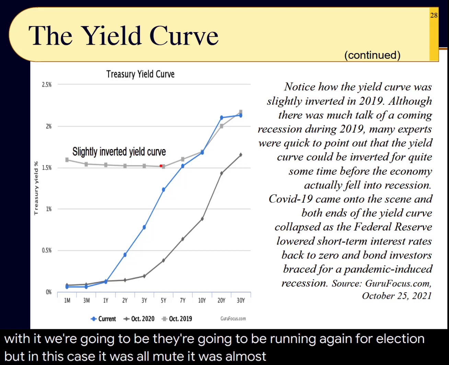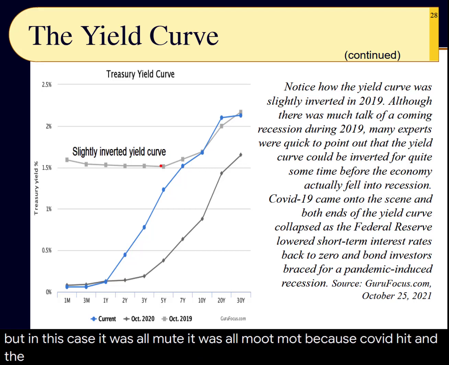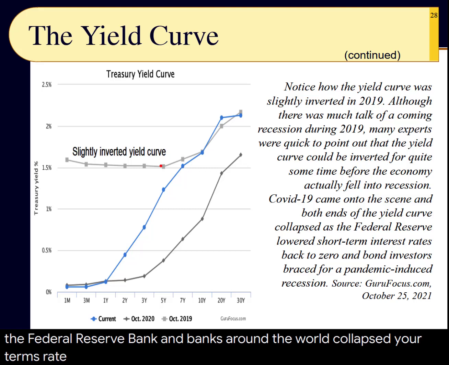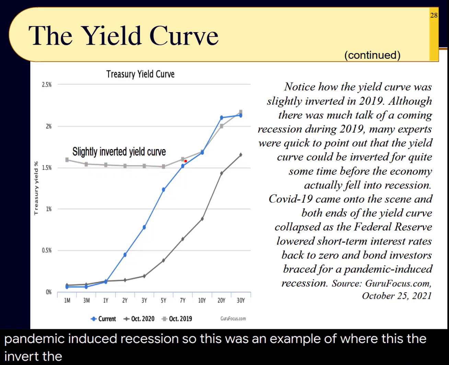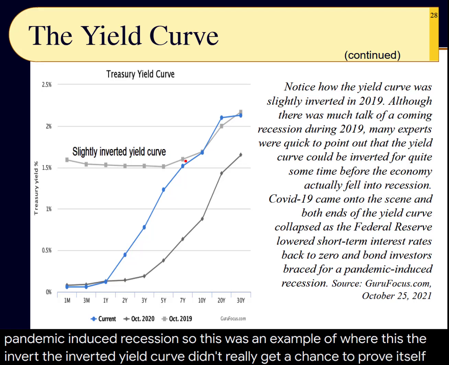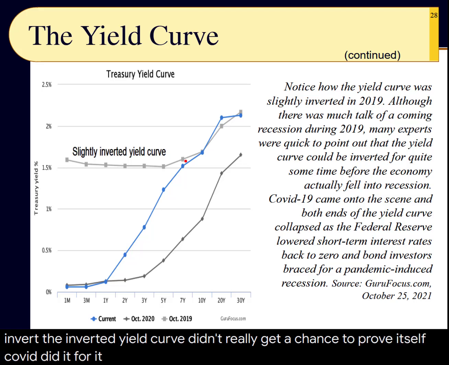It was all moot, M-O-O-T, because COVID hit, and the Federal Reserve Bank and banks around the world collapsed short-term rates. Long-term rates fell as the bond investors braced for a pandemic-induced recession. So this was an example of where the inverted yield curve didn't really get a chance to prove itself. COVID did it for it. COVID did the job for the inverted yield curve.